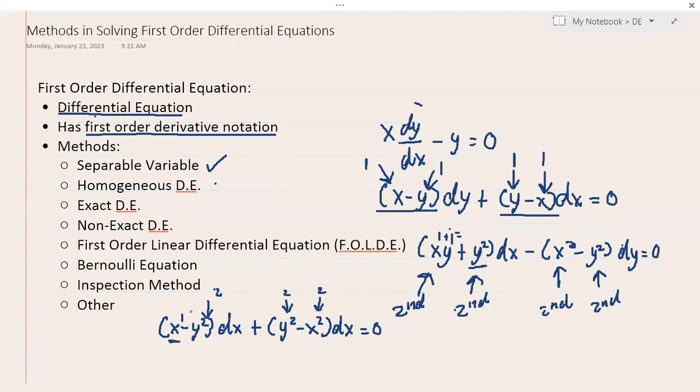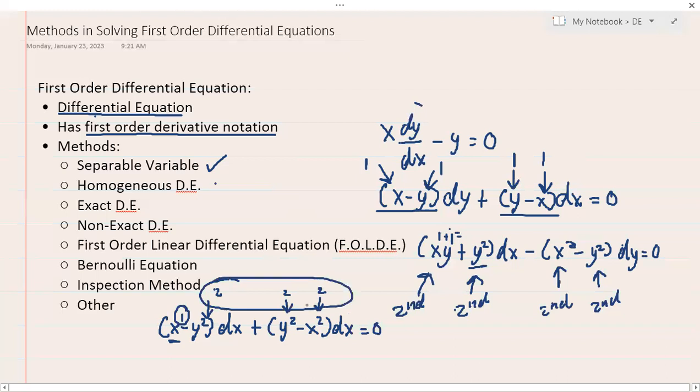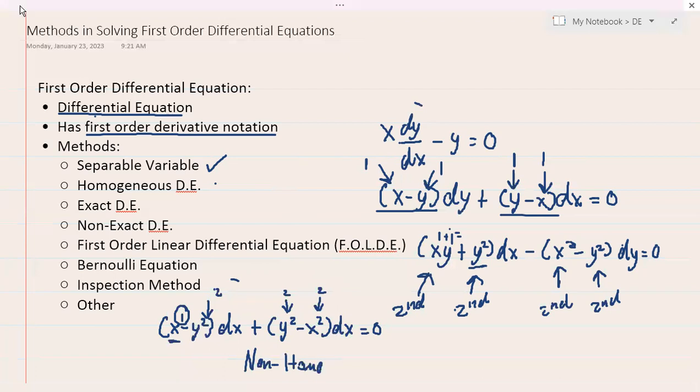So, are all of the terms the same in terms of their degree? The answer is no, not all are the same. Kasi ito, first degree lang to, while the others naka second degree. Therefore, this is non-homogeneous. This is non-homogeneous na to. Okay? So, that is non-homogeneous differential equation na.